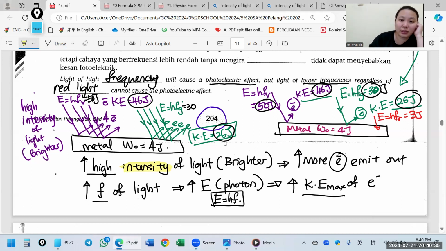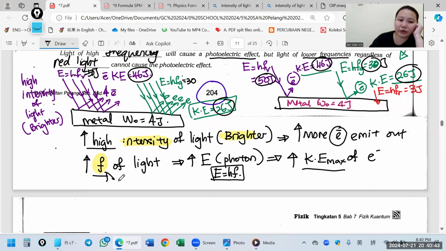Intensity means bright or dim light. Frequency means the color of light. Just remember that intensity means bright or dim, and frequency of light means color of light. Very good, you all asked.